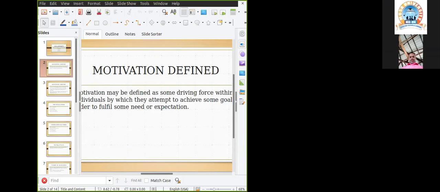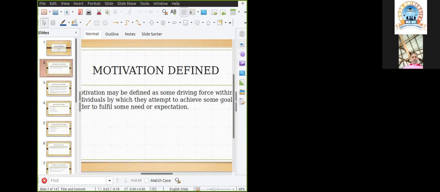Number one, the inner driving force that we have as human beings to want to do something. The second one, the attempt to achieve some goal. Third one, the fulfillment of a particular need or expectation.